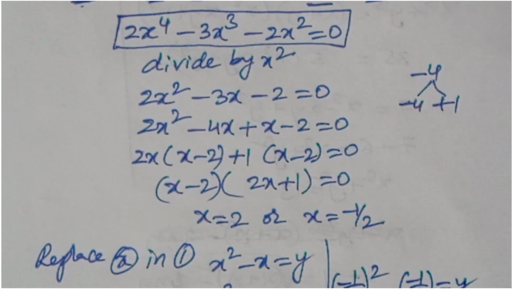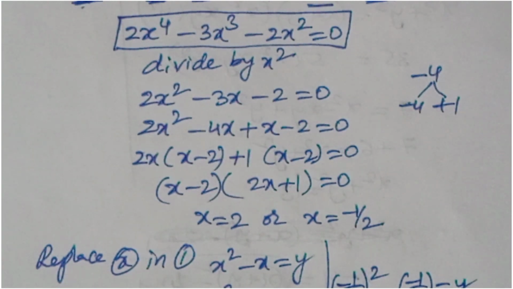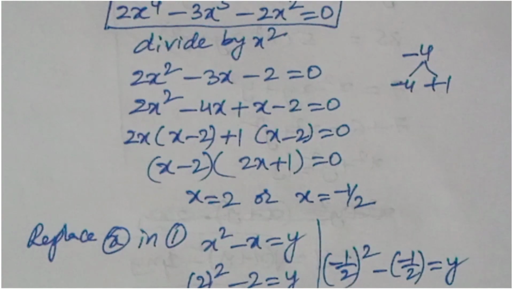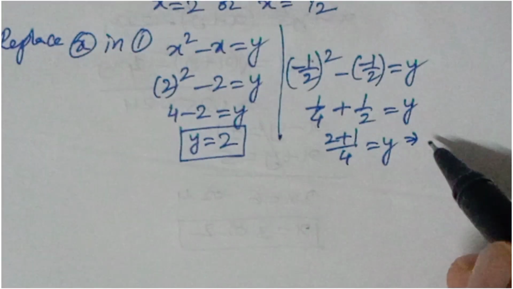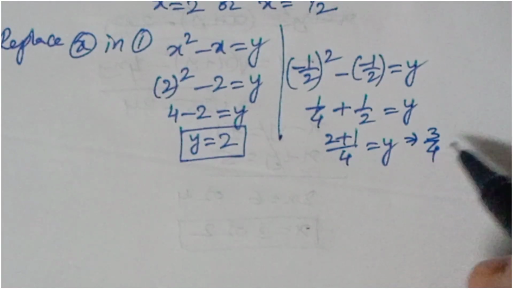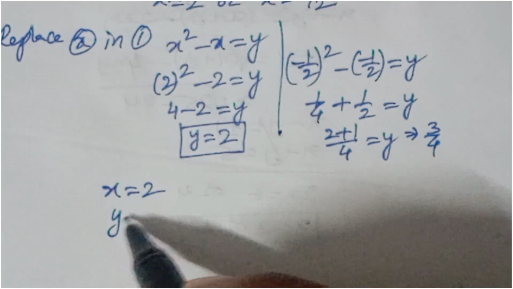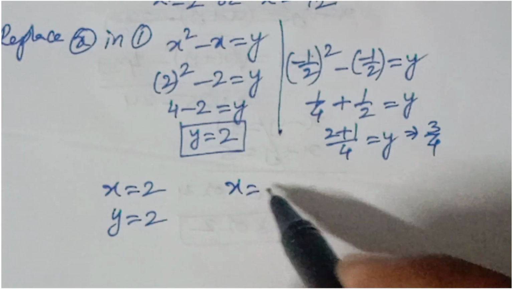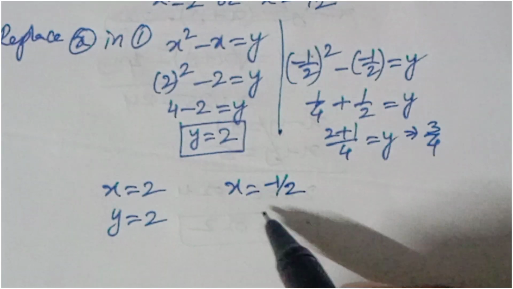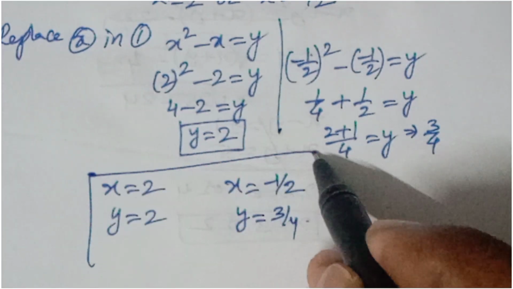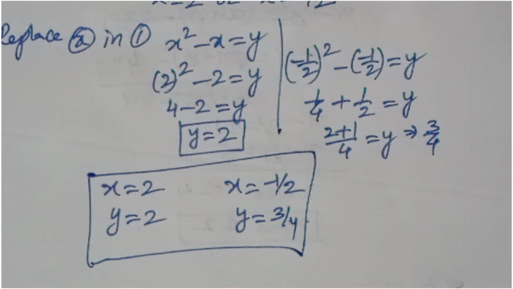1 by 4 plus 1 by 2 is equal to y. 2 plus 1 by 4 is equal to y. That implies y is equal to 3 by 4. So here x value 2, y value 2. x value minus 1 by 2, y value 3 by 4. These are the solutions for the given problem.